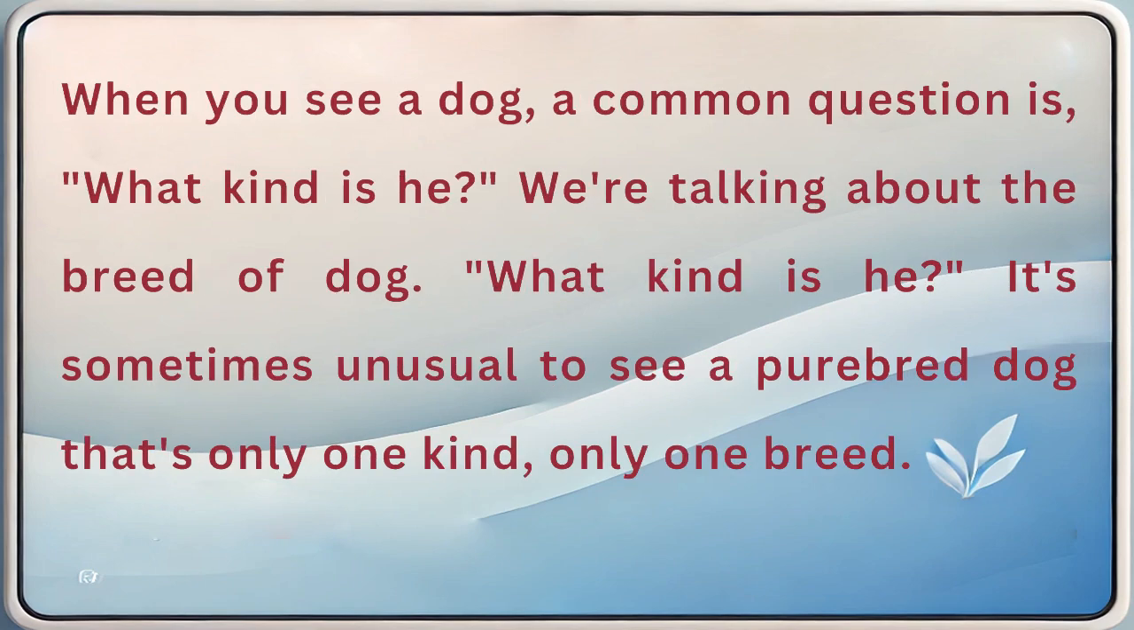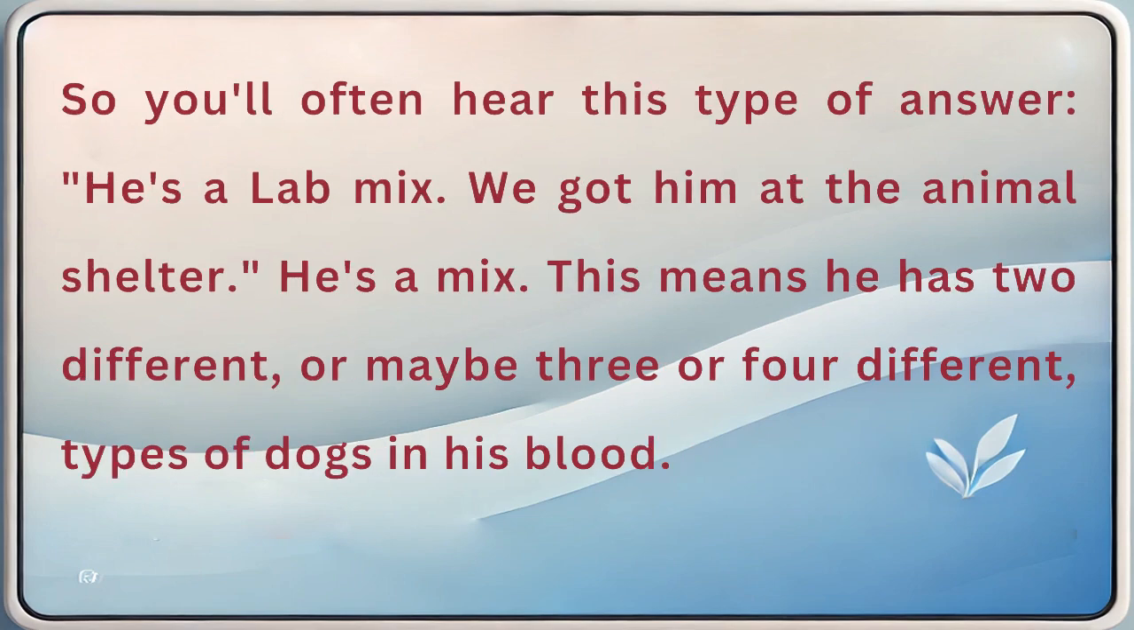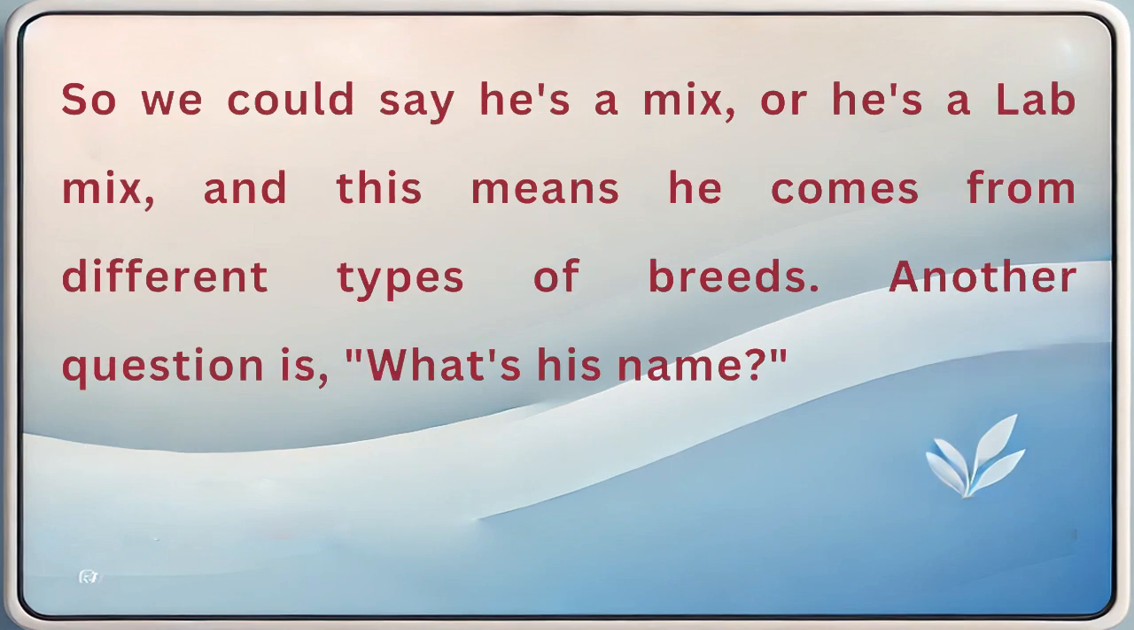Good answer. When you see a dog, a common question is, what kind is he? We're talking about the breed of dog. What kind is he? It's sometimes unusual to see a purebred dog that's only one kind, only one breed. So you'll often hear this type of answer. He's a lab mix. We got him at the animal shelter. He's a mix. This means he has 2 different, or maybe 3 or 4 different, types of dogs in his blood. So we could say he's a mix, or he's a lab mix, and this means he comes from different types of breeds.